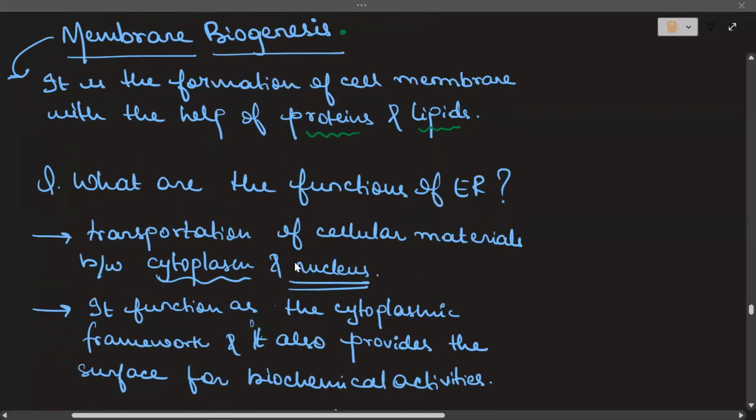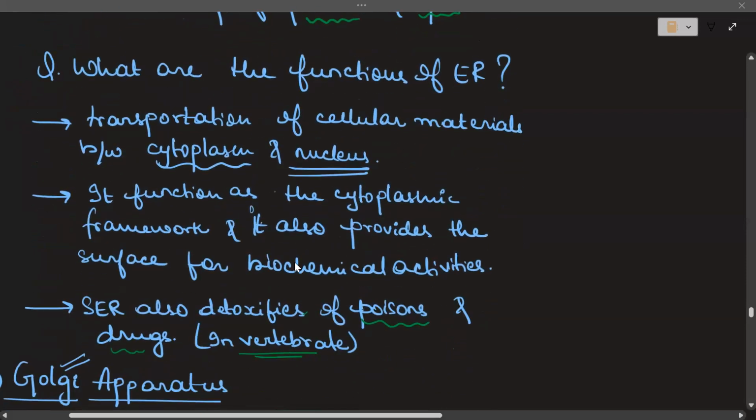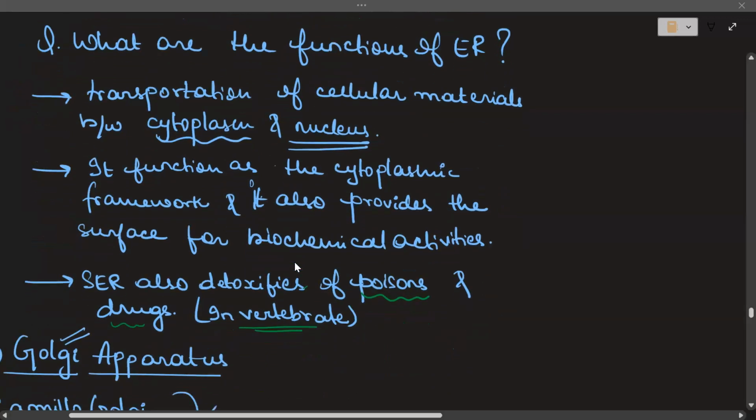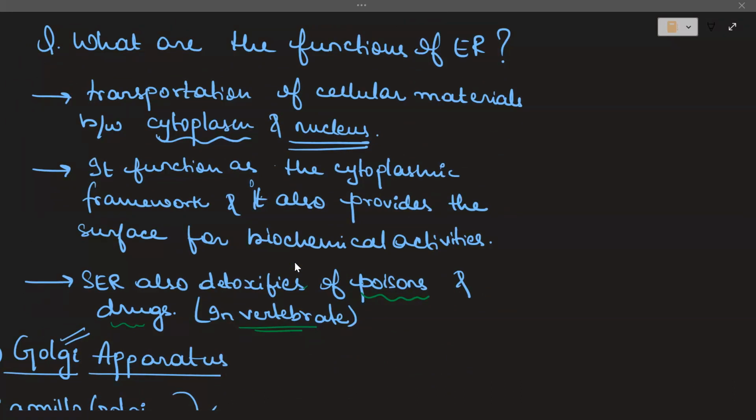Now, after that, talking about more functions of the endoplasmic reticulum. We have these many functions. First of all, it transports the materials of the cell between the cytoplasm and the nucleus. Anything that has to be transported is transported by the endoplasmic reticulum. Then it functions as the cytoplasmic framework, and it also provides the space, or you can say the surface, for the biochemical activities that happen in our cell. Clear?